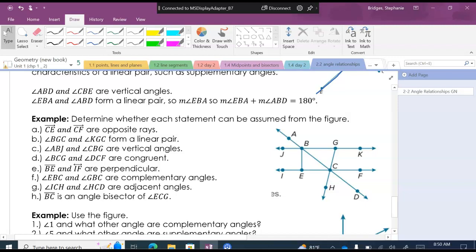So looking at your picture, find ray CD, CE and CF, and tell me, are they opposite rays? Do they share an endpoint and do they go in opposite directions, forming a straight line? Okay, let's look at it. I'm going to highlight it up on the TV. CE starts at C and goes through E. Okay, that goes that way. And then CF goes that way. Do they form a straight line together? Yes. So are they opposite rays? Yes.